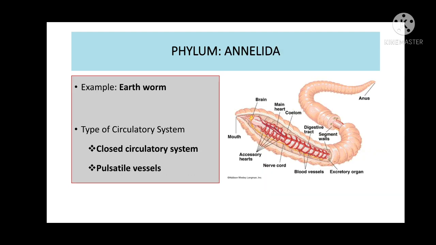Phylum Annelida. Example, earthworm. Closed circulatory system is seen in annelids. That is, the blood flows in blood vessels. Pulsatile vessels, dorsal and ventral vessels are seen in earthworm.